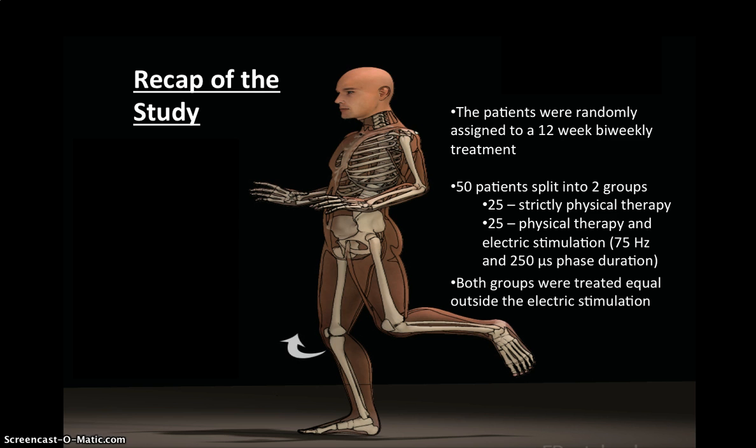So 50 patients were split into two groups, which is very nice, 25 and 25. The first group was strictly physical therapy, and the second group was physical therapy with Russian stim, at 75 hertz and a 250 pulse duration. Both groups were treated with equal amounts of electric stimulation. Nate and I are going to explain the procedure that was used, the inclusion criteria, and also the placement of the e-stim pads and how it's set up.